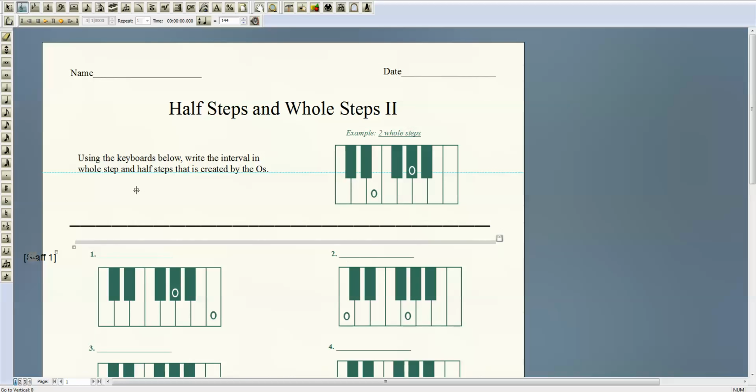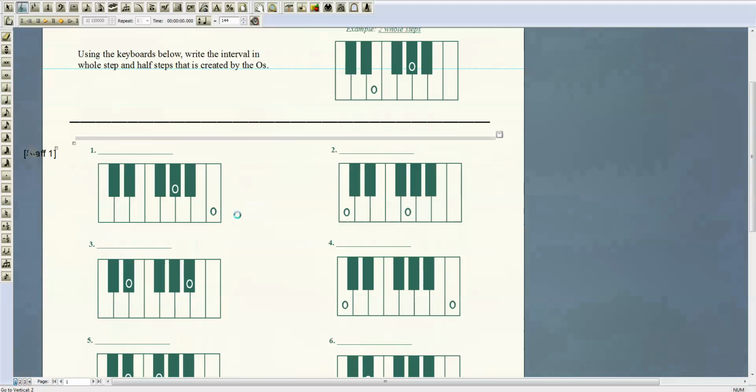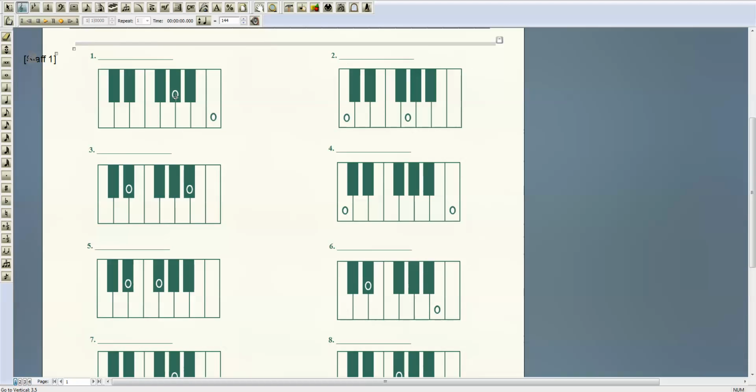What if we spread it out a little bit farther? How many half steps are here? Go ahead and take a second and count them out. Four half steps, right? Half step one, half step two, half step three, half step four. How many whole steps would that be? Well, if you know your fractions, if we divide by 2, because 2 half steps go into a whole step, we know it's 2 whole steps. How many whole steps in this one?